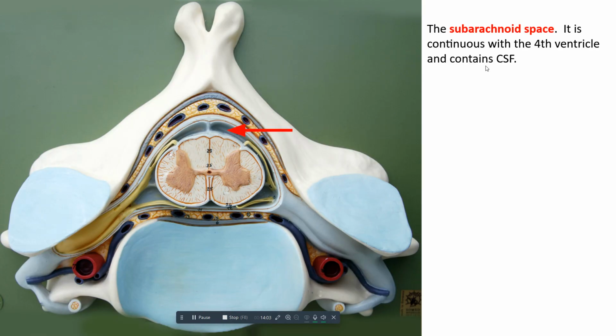Finally, I got my pia mater. Not finally, I almost forgot. Under the arachnoid mater is the subarachnoid space, which is all right here. This space would be occupied by cerebrospinal fluid, which came out of the 4th ventricle. Recall the 4th ventricle has a trio of apertures, of openings that are connecting with the subarachnoid space.